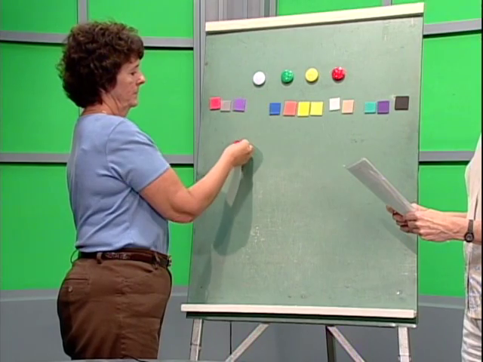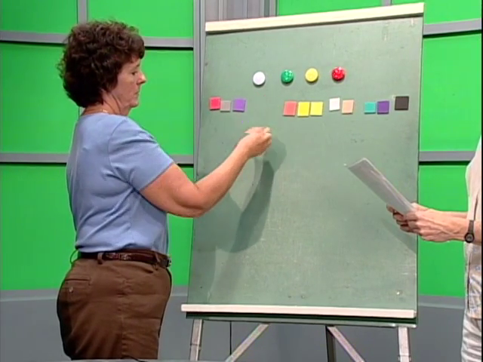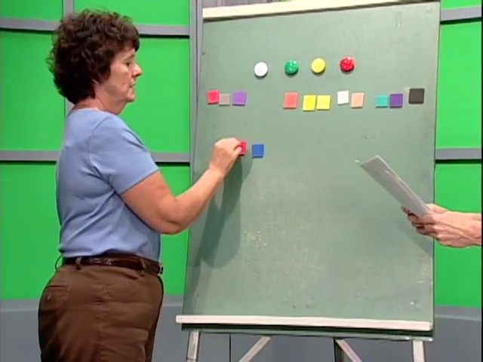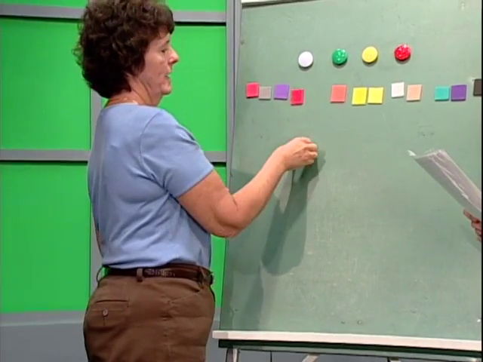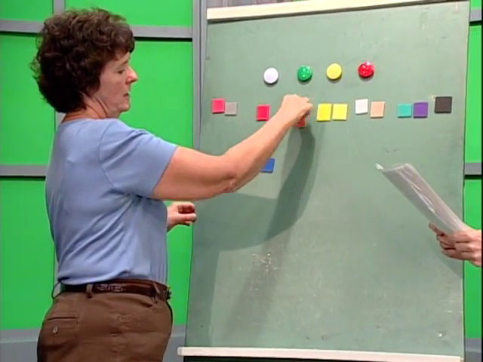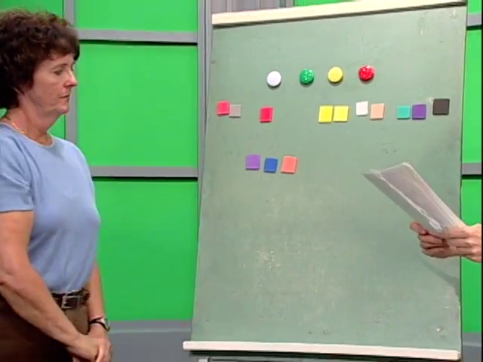Table. Very good. All right, the next word is radio. Radio. Mm-hmm. Radio. Very good. All right, next I'm going to clap either giraffe or rhinoceros. Tell me which one it is.